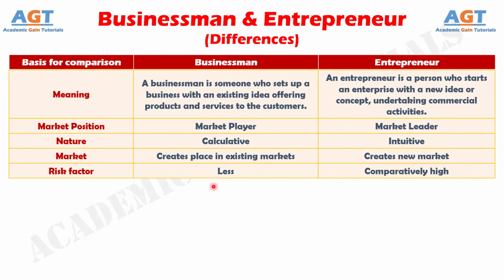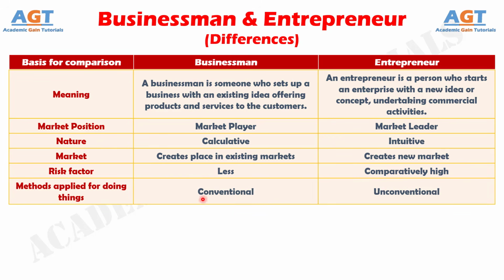Number 5. Risk factor is less for a businessman, whereas an entrepreneur has comparatively high risk factor. Number 6. A businessman uses traditional methods to run the business. Conversely, an entrepreneur applies unconventional methods for the same. Number 7. A businessman follows holistic approach, whereas an entrepreneur follows atomistic approach.